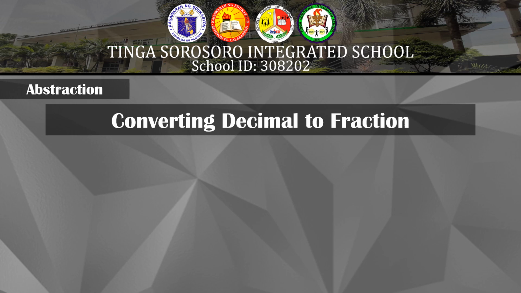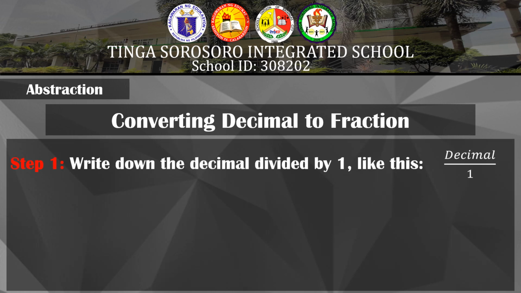Okay, second conversion, we have decimal form to fraction form. Ito naman yung pabalik. So, ito ay process. Step 1, write down the decimal divided by 1. Like this. Nakikita nyo po ito. Ayan. So, ito yung decimal or yung given. Tapos, i-divide natin siya sa 1.